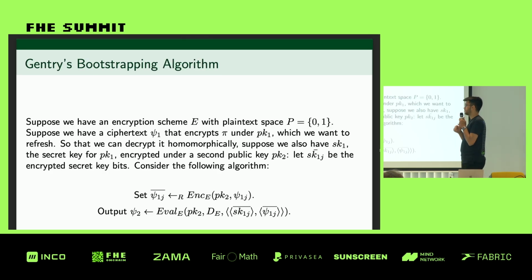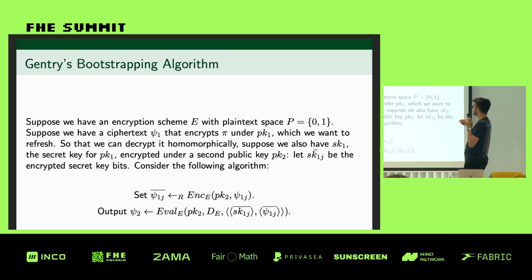Okay, this idea was proposed by Craig Gentry in 2009. So let's suppose we have an encryption scheme E, and our plaintext space is 0 and 1. So we're working with bits, basically. And we have a ciphertext, psi1, that encrypts pi under pk1. And we want to refresh it. Let's assume we did several computations, and the noise is at a dangerous level, and we don't want to lose our ciphertext. We want to refresh it.